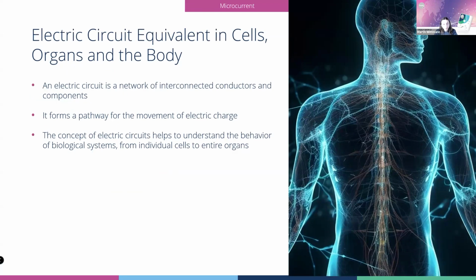Electrical current equivalent in cells, organs, and the body. An electrical circuit is a network of interconnected conductors and components. It forms a pathway through the movement of electrical charge. So the concept of electrical currents helps to understand the behavior of biological systems, from individual cells to entire organs.